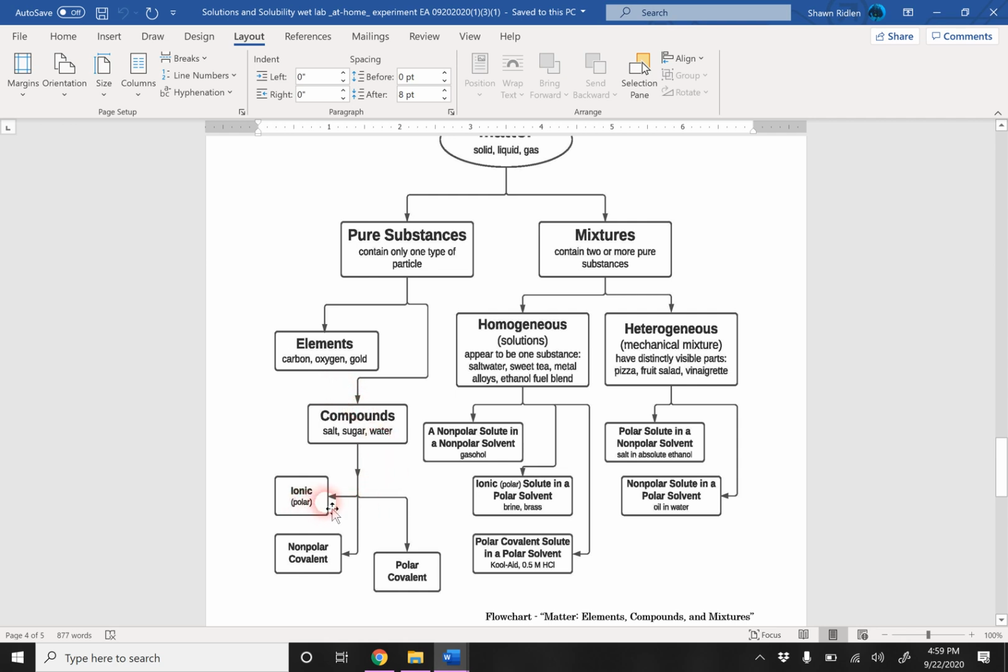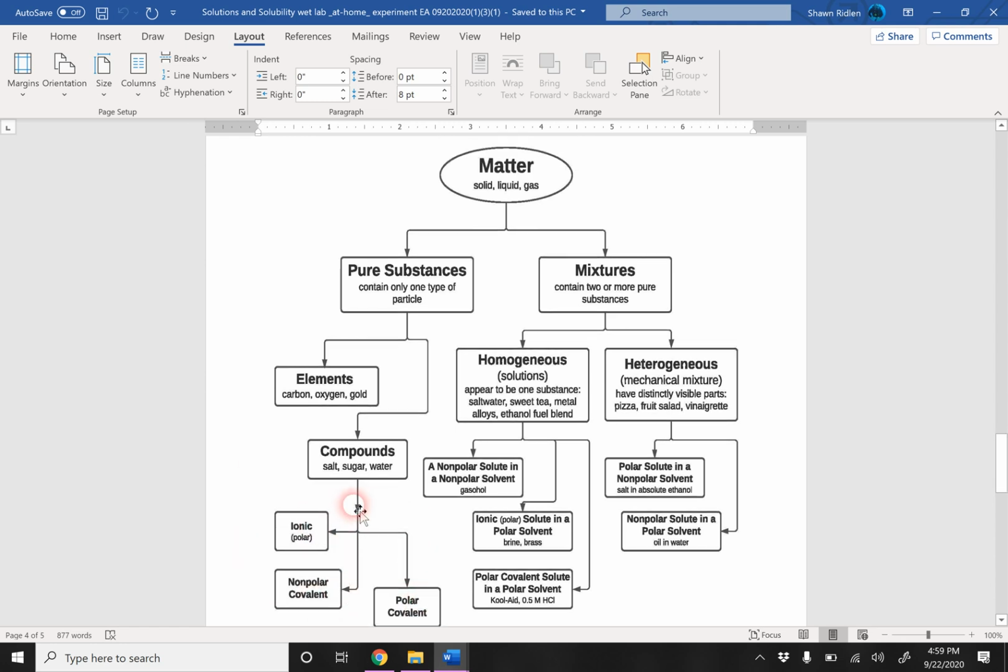And within that, that could be ionic, it could be nonpolar covalent, or it could be polar covalent. Okay, so we have any of those types of interactions.